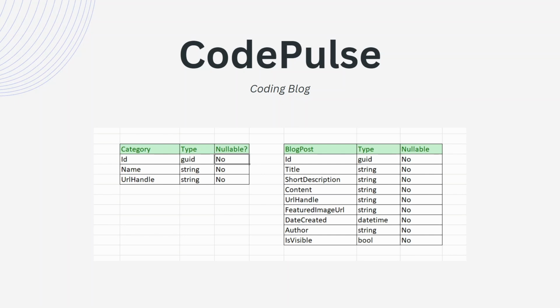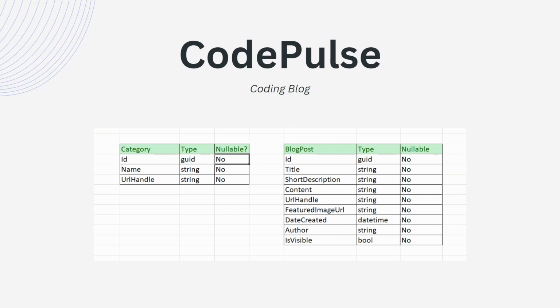The blog post will also have a date created, which will be a date time, and an author information, so who wrote this blog post, and whether this is visible to the public or not, so a Boolean flag that covers that.